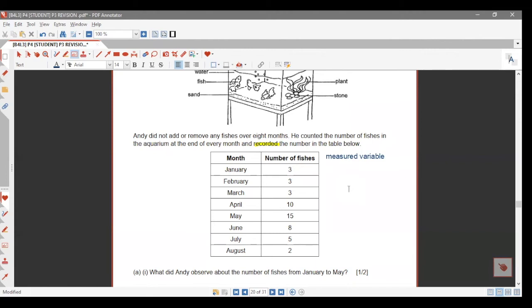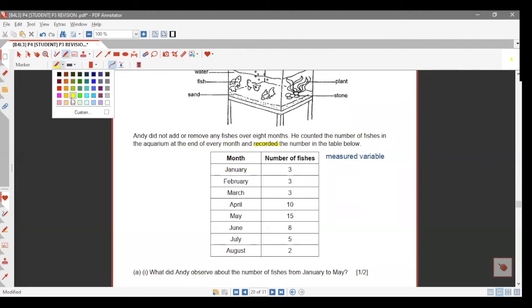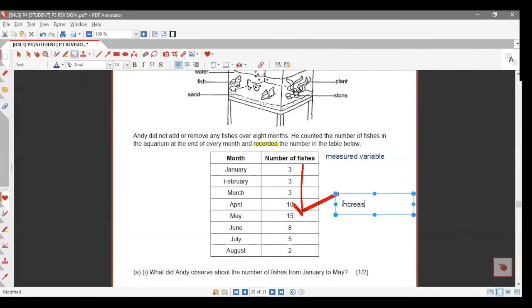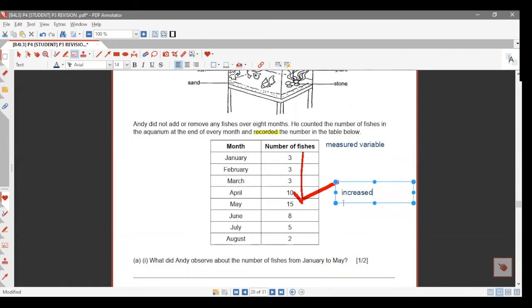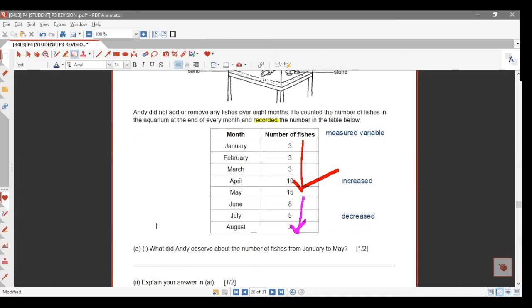Having said that, from June to August, it kind of decreased again. Now, at this stage, I need you to just write down this portion more and more, or you can just say it increases. Okay? And then on the other hand, for this portion, I want you to say it decreased. So, what did Andy observe about the number of fishes from January to May?